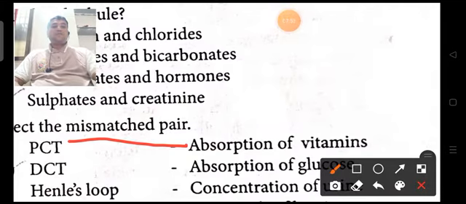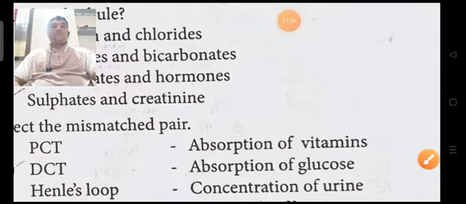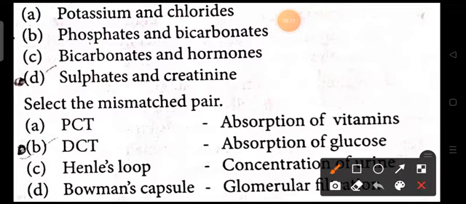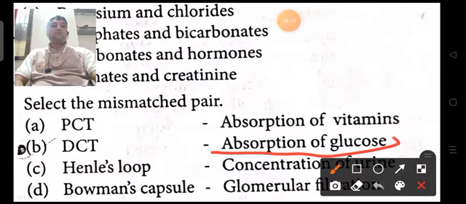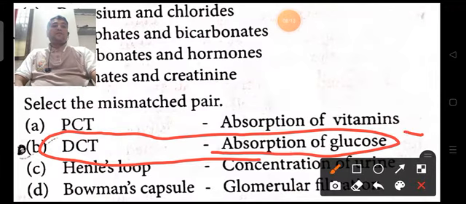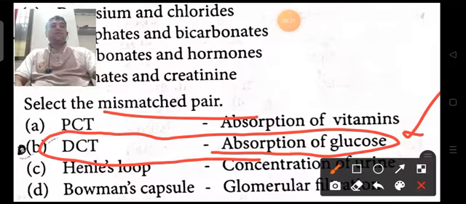Next, select the mismatched pair. Try to find out the mismatched pair. PCT, absorption of... DCT, absorption of glucose. Secretion or reabsorption of glucose takes place, not absorption. So DCT is the right option, the mismatched pair here.